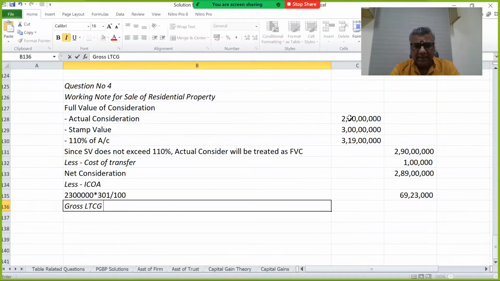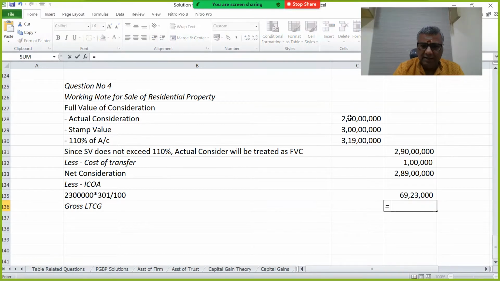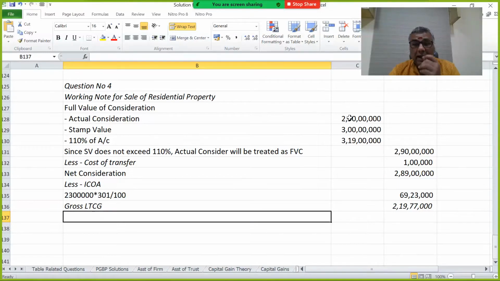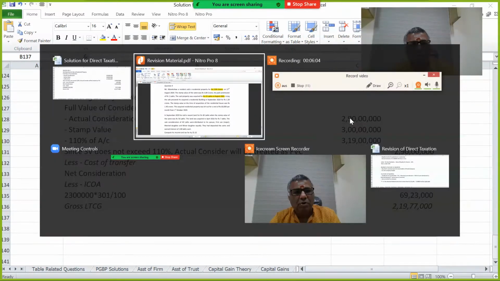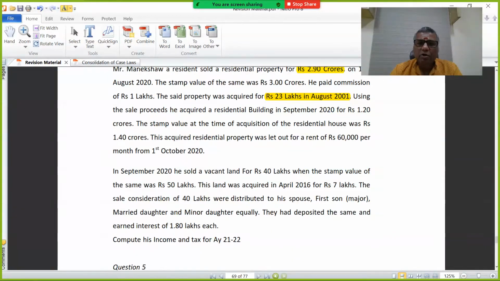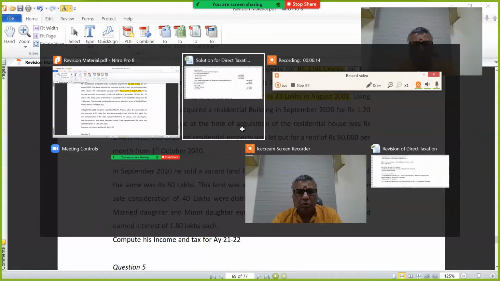Gross LTCG is 2 crore 19 lakhs. Gross LTCG exceeds 2 crores, so he can claim the benefit of section 54 for only one property. Fortunately, there is only one property which is acquired by them. Using the sale proceeds, he acquired a building for 1.2 crores.